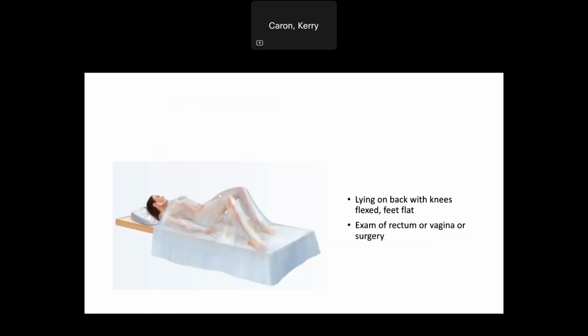I don't know why this slide is not coming up with a name on it, but this is dorsal recumbent. It's in your book. Again, the person is lying flat on their back or supine, as we know, knees flexed, feet flat, and it's for examining the rectum or the vagina.